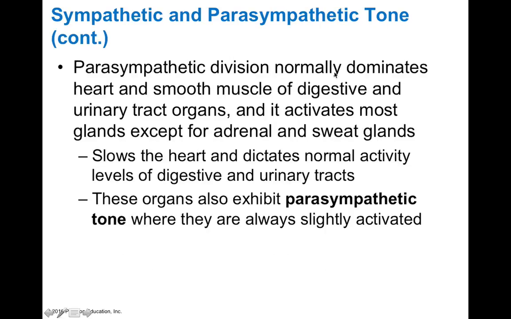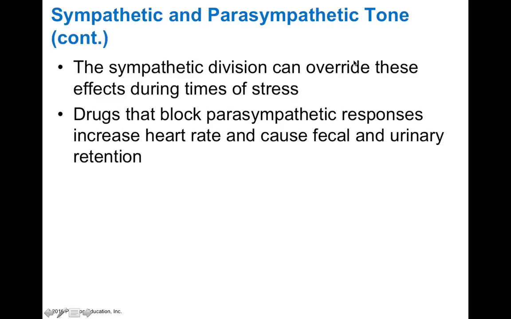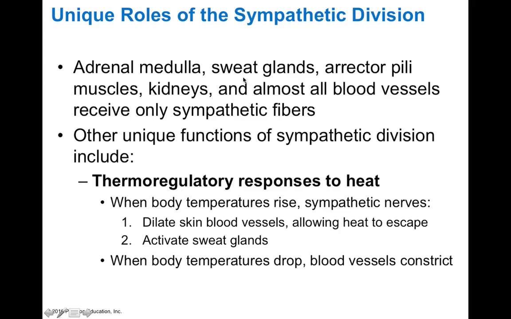The parasympathetic nervous system normally dominates heart and smooth muscle and digestive and urinary tract organs at rest. And it activates most glands except for the adrenal and sweat glands. It slows the heart and dictates normal activity, and these organs also exhibit parasympathetic tone, where they're always slightly activated. So the sympathetic division can override these effects during times of stress. And drugs that block parasympathetic responses increase heart rate and cause fecal and urinary retention. The adrenal medulla, sweat glands, erector pili muscles, kidneys, and almost all blood vessels receive only sympathetic fibers.